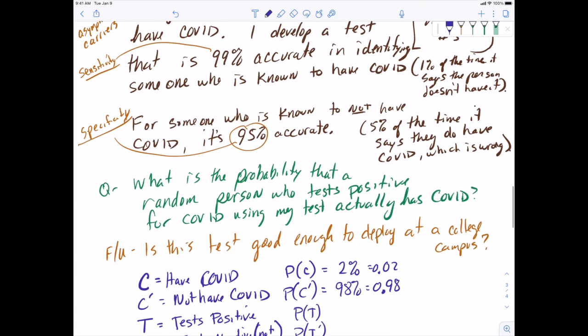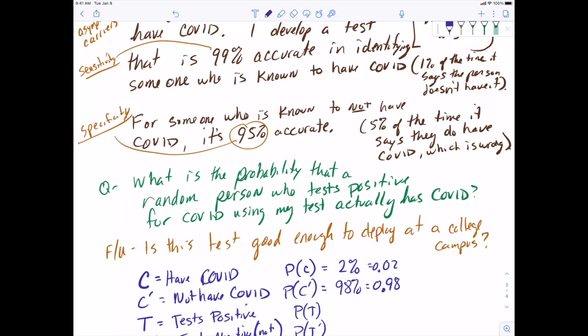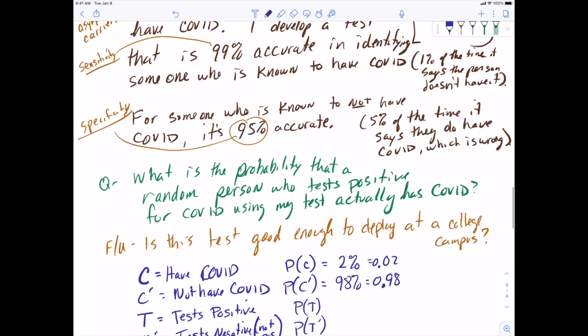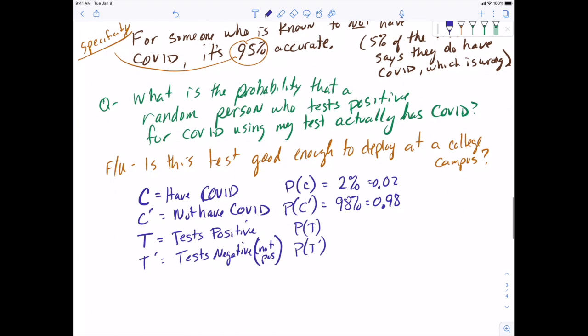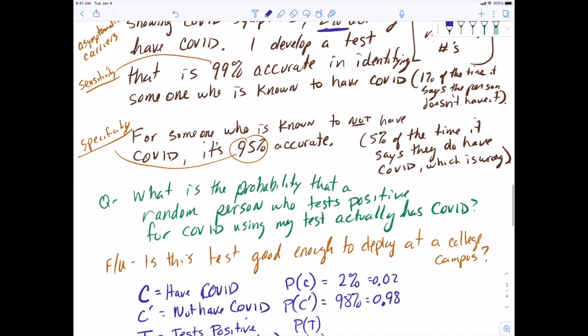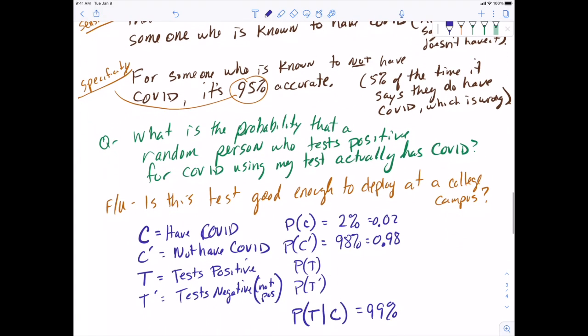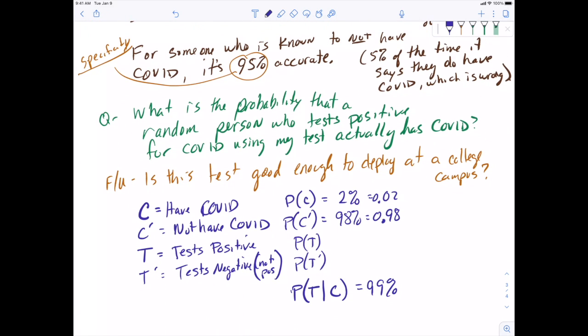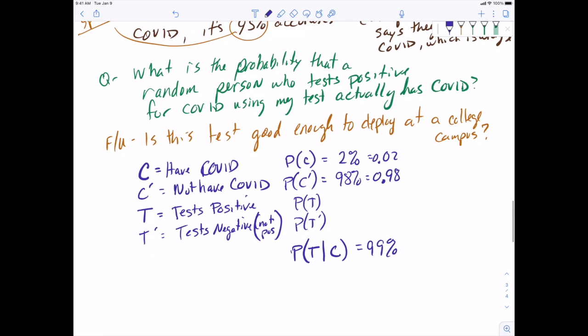What is this 99% number? It's 99% accurate in identifying someone who is known to have COVID. So given that you have COVID, the chance that you test positive is 99%, right? That's what that's saying. 99% accurate. Given that you have COVID, it's 99% accurate. So the probability that you'll get a positive test is 99%.